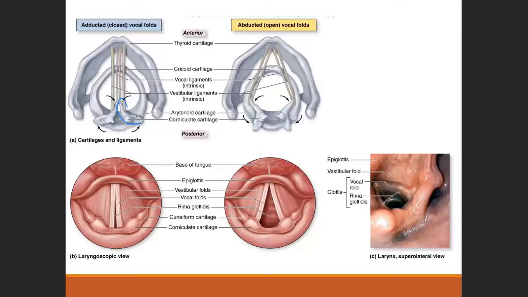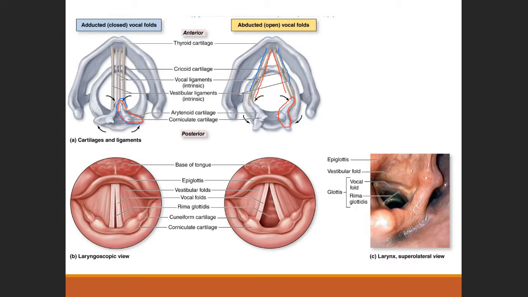Let me draw it. I'll circle this here in red there, and I will circle the same one in red there, and you can see how it changes position. That's our arytenoid cartilages. Attached to the tip of the arytenoid cartilages are our vocal and vestibular ligaments. The vocal ligaments being the 2 more medial, while the vestibular ligaments are more lateral, running parallel with it.